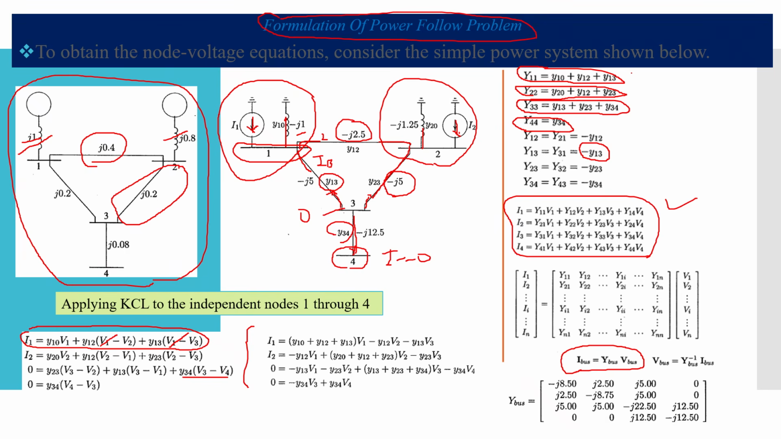So to obtain V bus, we can multiply both sides of the equation by Y bus inverse, so that we can calculate the magnitude of bus voltage. This is very simple. So the Y bus formation is very straightforward.